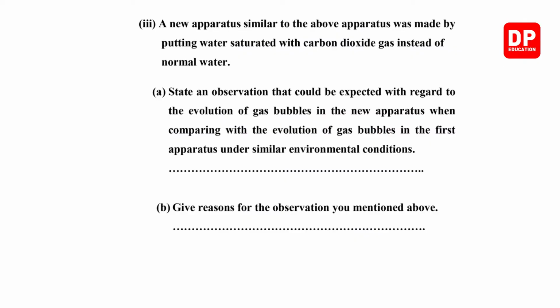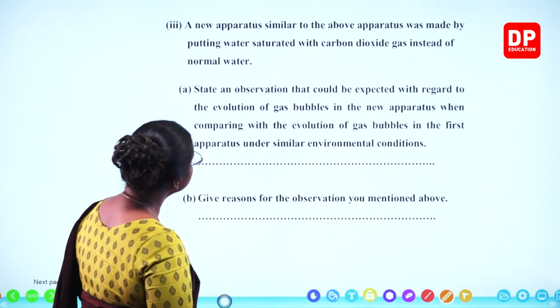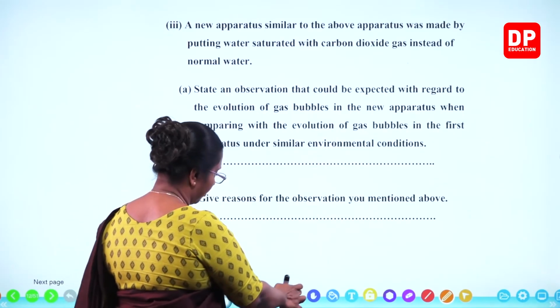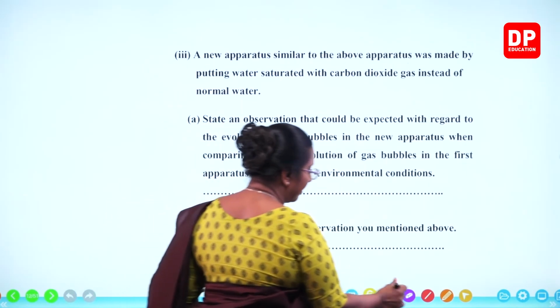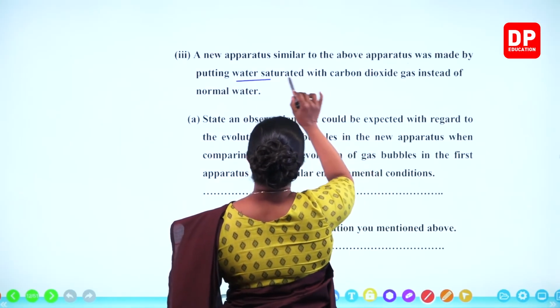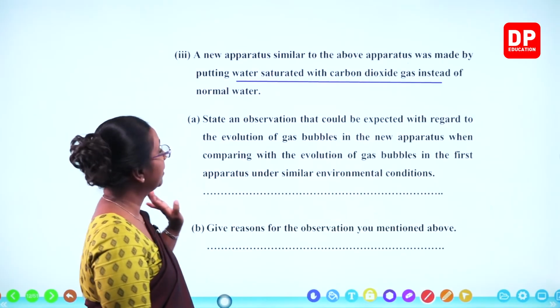So the third part of the question: a new apparatus similar to the above apparatus was made by putting water saturated with carbon dioxide gas instead of normal water. Right. So here, what is the change they are doing? They are adding water saturated with carbon dioxide gas instead of normal water.